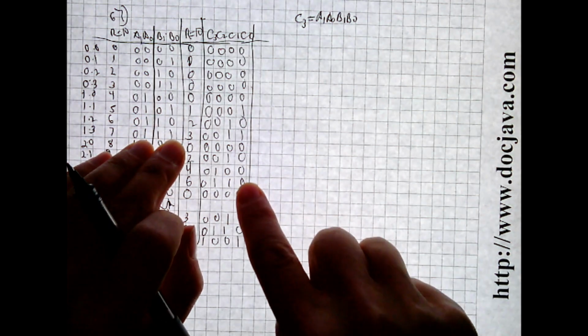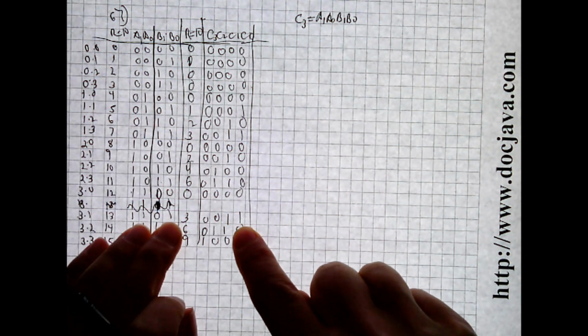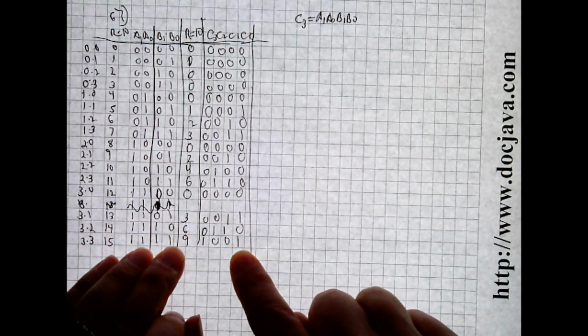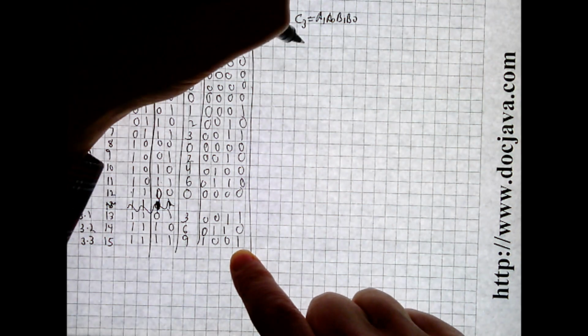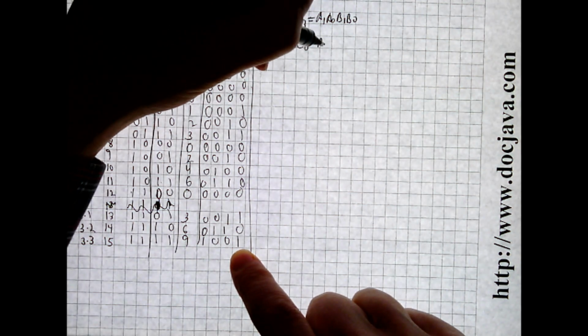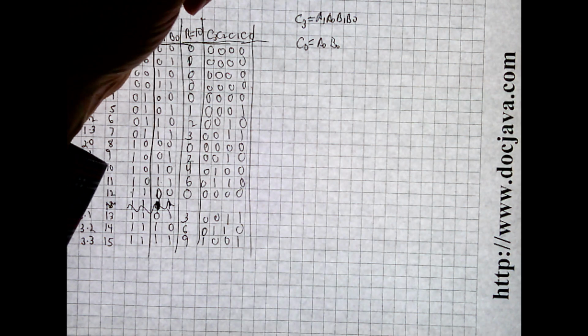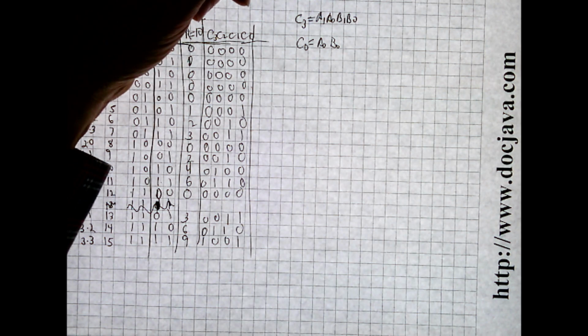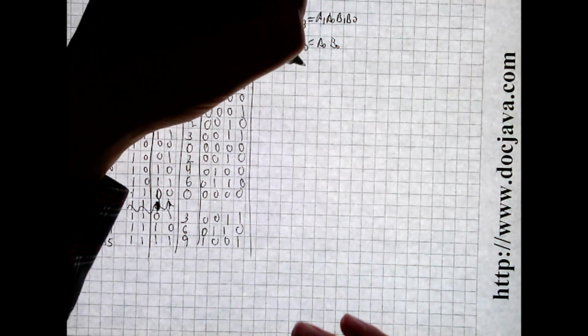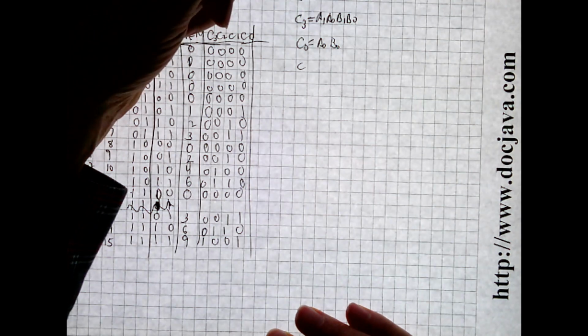That's a 1. That's a 1. And that's a 1. So C0 would be A0 ANDed with B0. And then if you wanted to do a similar thing for C, it's not good to do this by inspection.